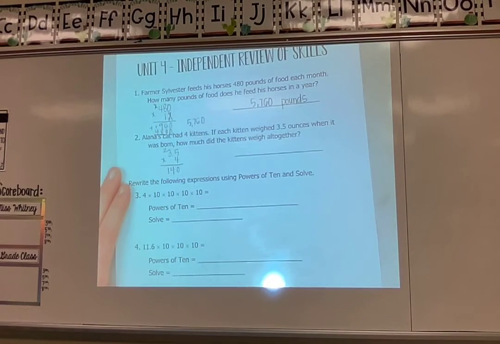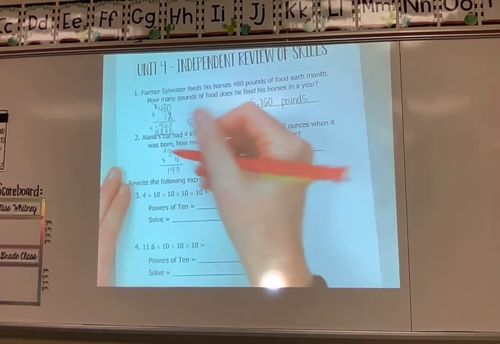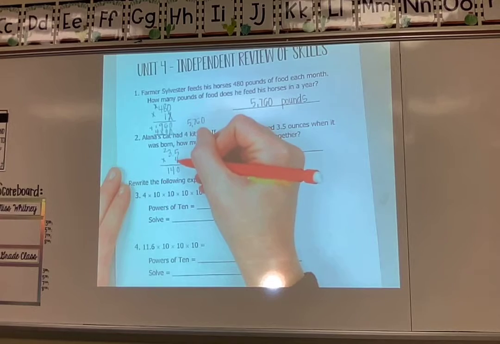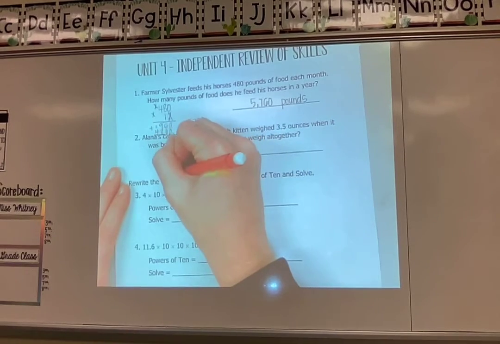Then I noticed this problem has a decimal. My other one did not, but this one does. So I need to count the numbers behind the decimal. There's just one. This one does not have a decimal. So my decimal would go right here.